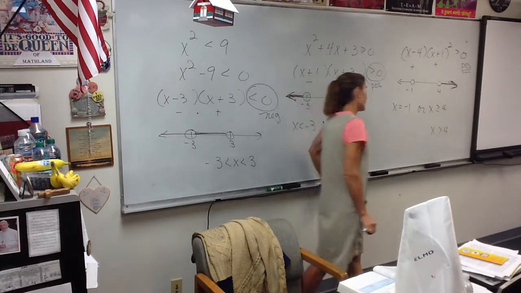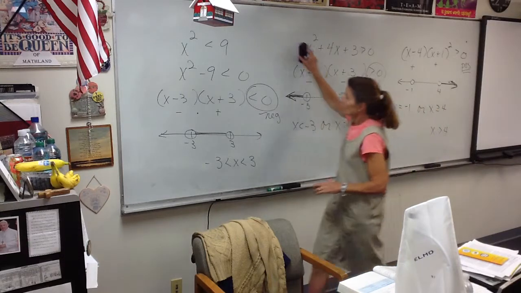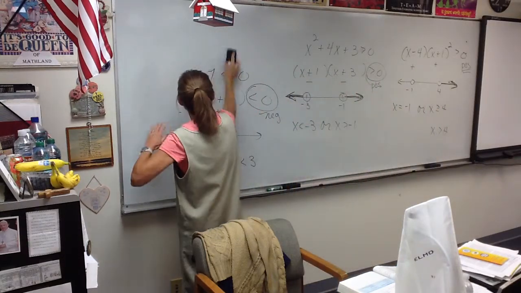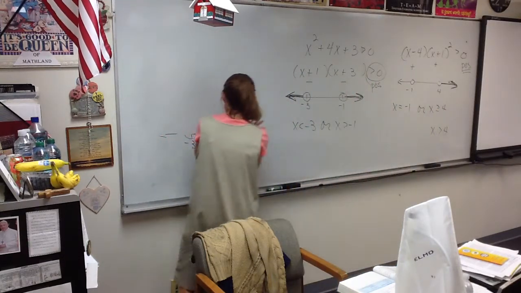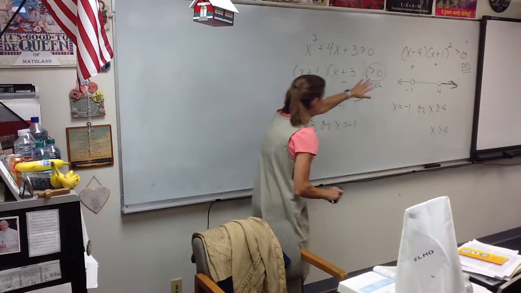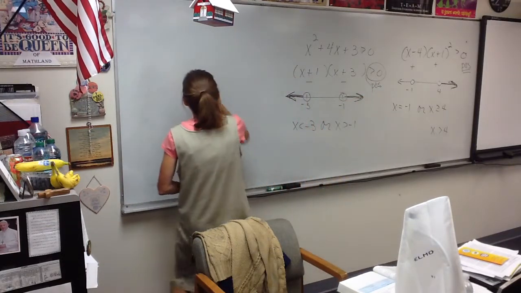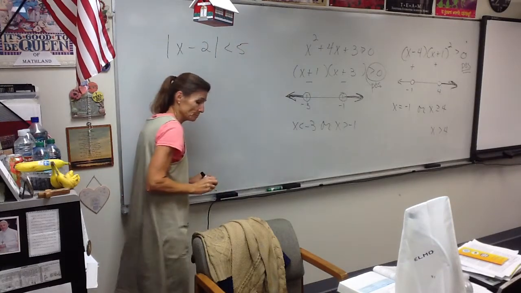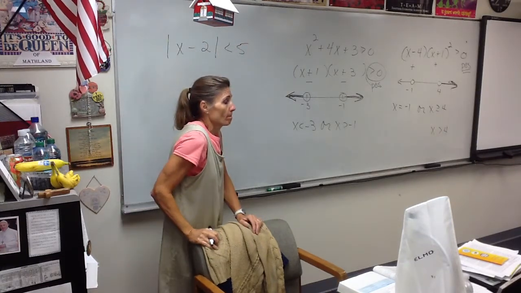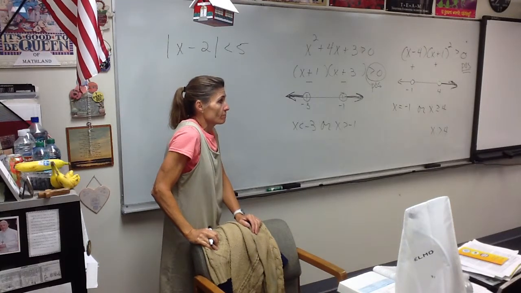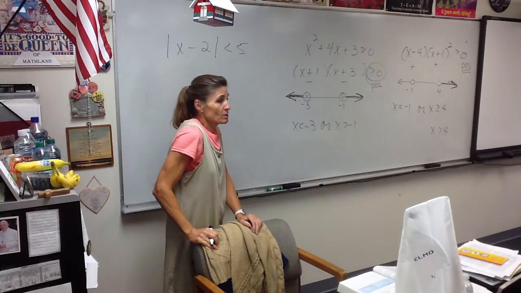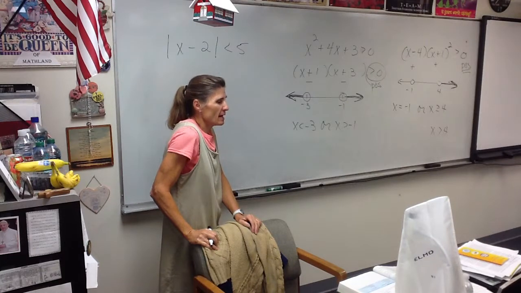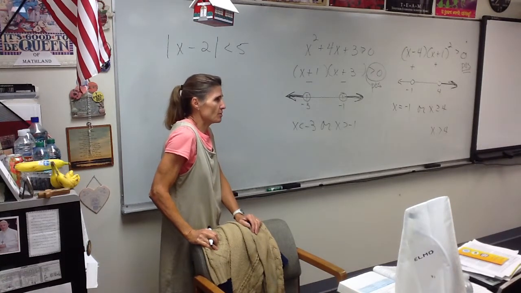Okay? Two more kinds of inequalities. One, these are your polynomial inequalities. Most of them were quadratic, but I threw this cube in there a minute ago. How about an absolute value inequality?